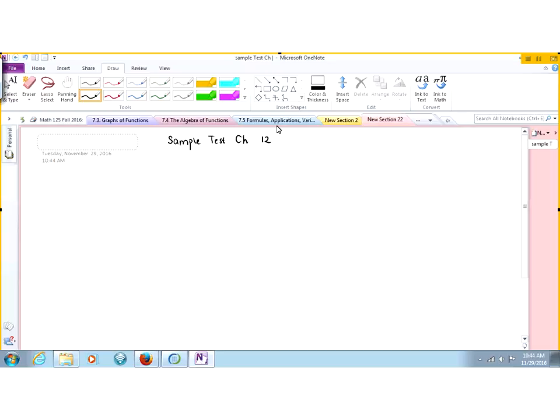Chapter 12. Okay. Number 6. Which one? A, B, C, D? A? Alright. Suppose you have $1,200 deposited in an account. What does it say? 8% compounded quarterly, is it? Okay. And what else? What was the amount of money after 3 years? So what formula do I use?